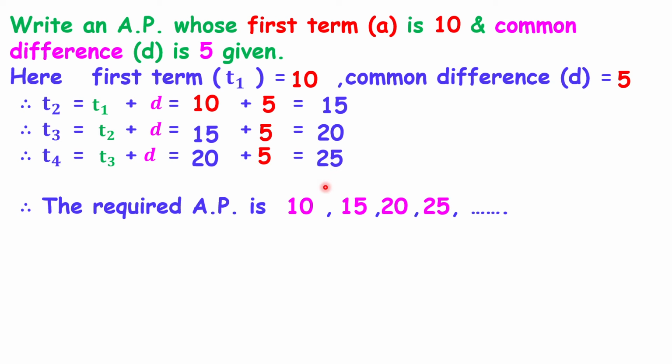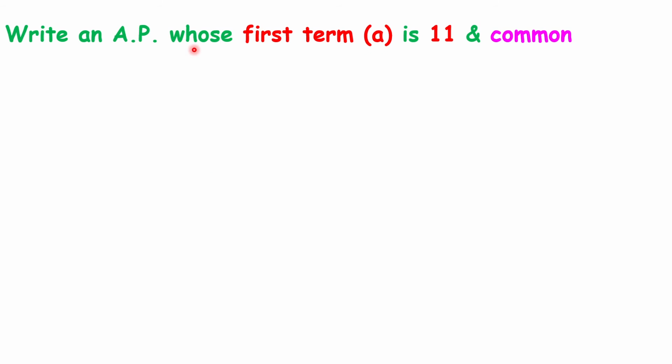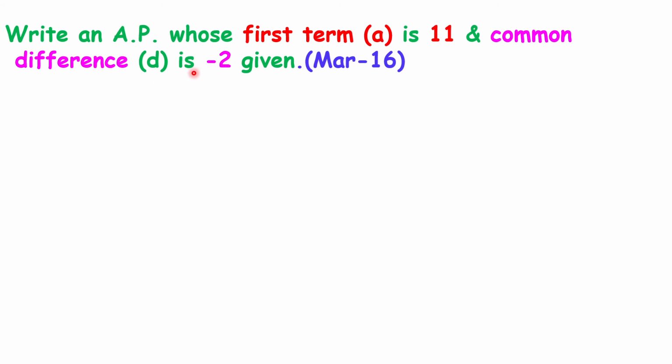Write an AP whose first term A is 11 and common difference D is negative 2, given. This example was asked in March 16. Observe here that the difference D is negative 2. Therefore, the given sequence is in descending order. इथे लक्षात घ्या जेव्हा कॉमन डिफरन्स निगेटिव्ह होतो तेव्हा काय होणार आहे? टर्म्स आहेत त्या लहान लहान होत जाणार आहेत.